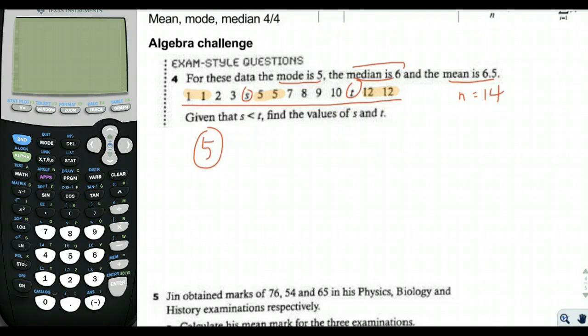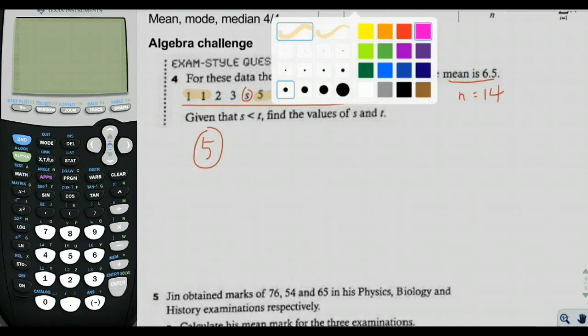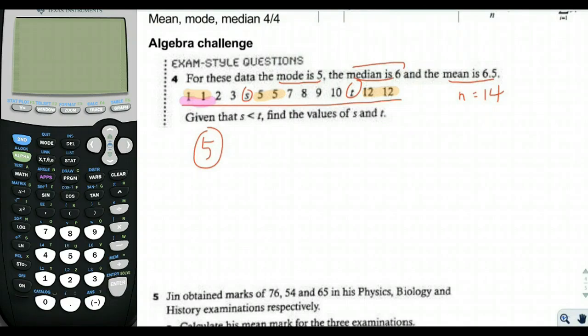If the median is 6, that means that 7 numbers are below 6 and 7 numbers are above 6. So let's see how many numbers right now are below 6. 1, 2, 3, 4. If S is a 5, then we'll say that that's also below 6. Let's see, 1, 2, 3, 4, 5, 6, 7. So right now, 7 of the numbers are below 6, as long as S is 5, for example.